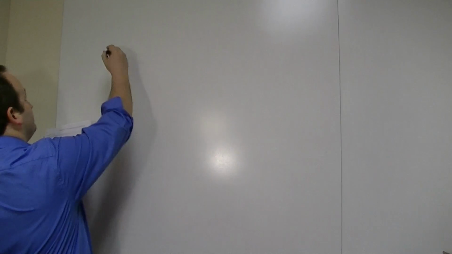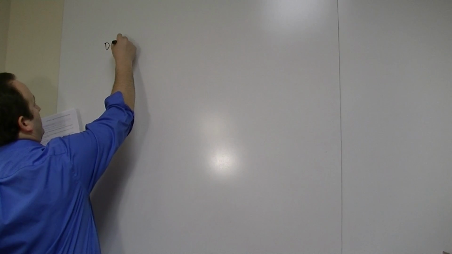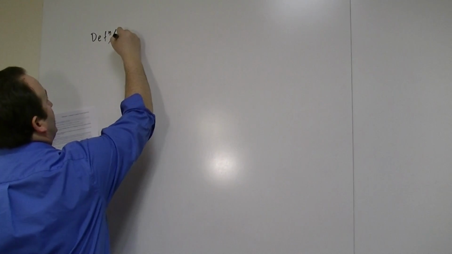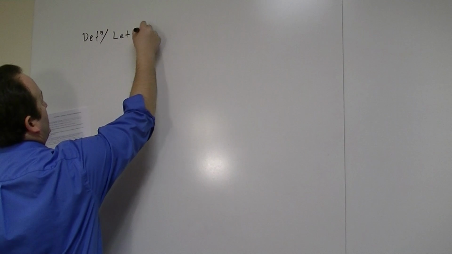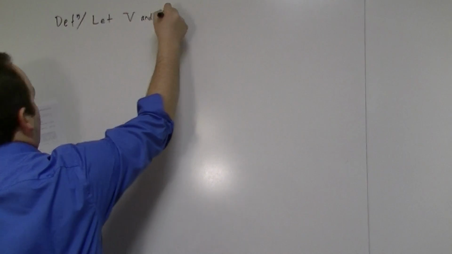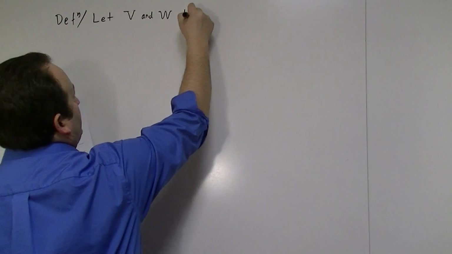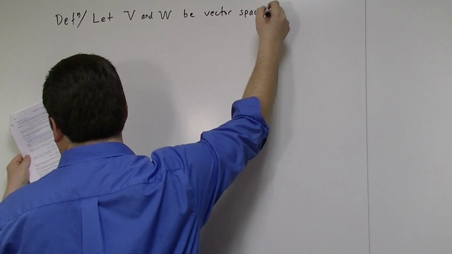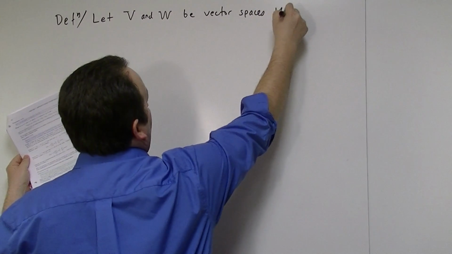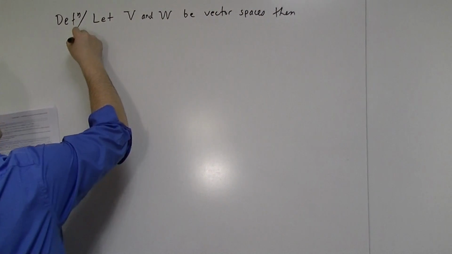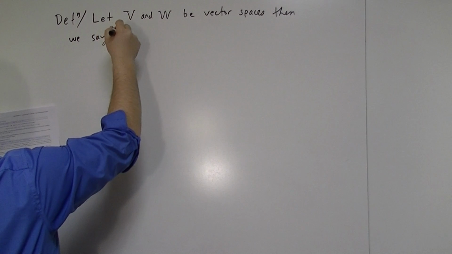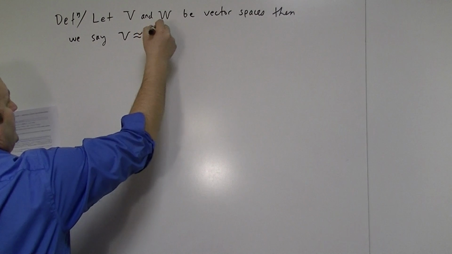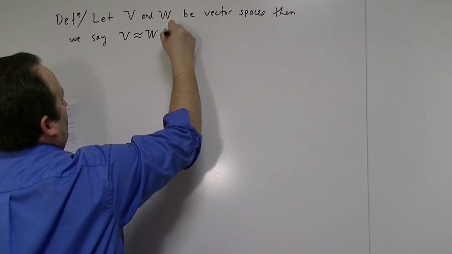The next definition, which is important, maybe it's the most important definition in the whole semester, I don't know. Here it is though. Let V and W be vector spaces. Then we say V, and we draw squiggly arrows like this, which means that V and W are isomorphic.